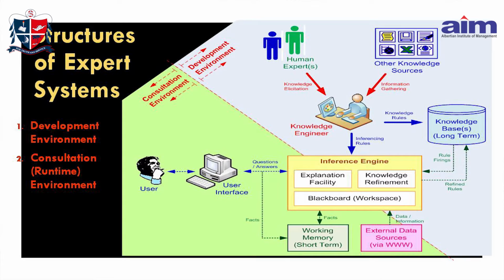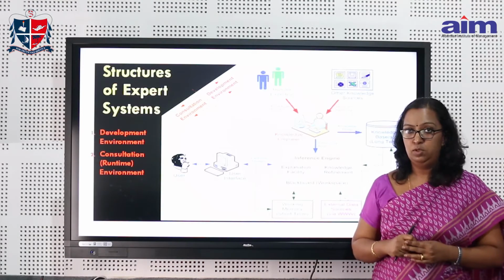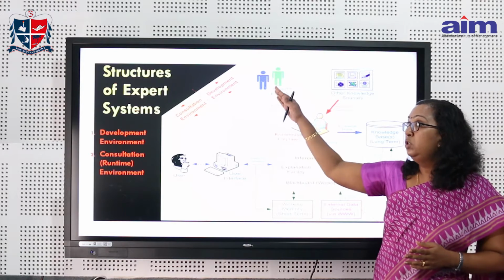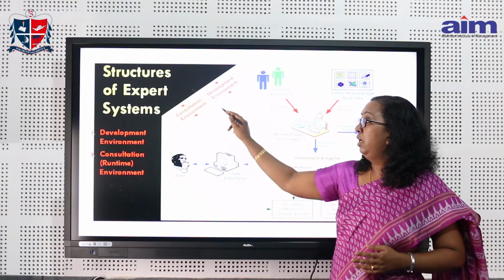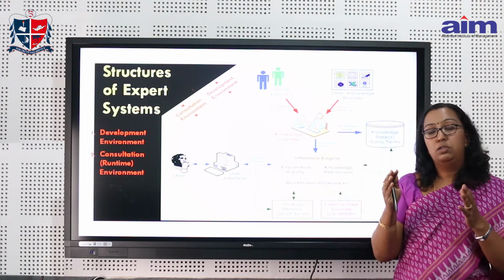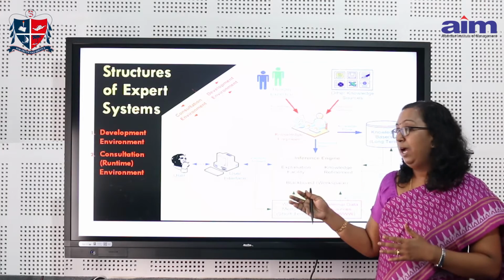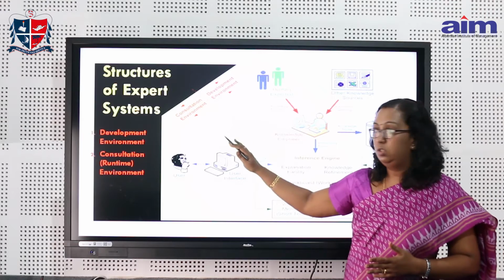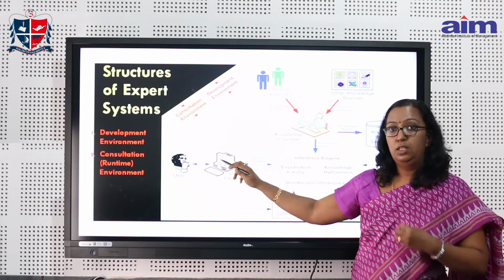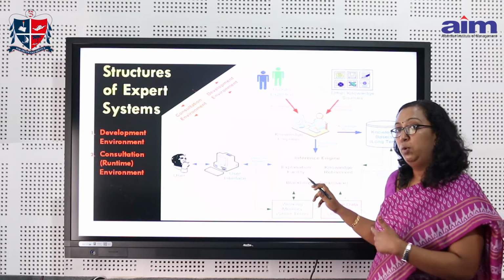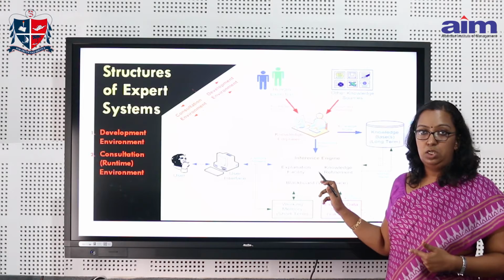Now, the structure of expert system, or how does this expert system work, or what are the components of expert system? Actually the environment of expert system can be divided into two. There is a consultation environment as well as a development environment. Like in a software, there is a front end and a back end. This consultation environment is the front end of this expert system, wherein you have a user, there is a user interface, and there is an inference engine, wherein you can post questions to the inference engine.